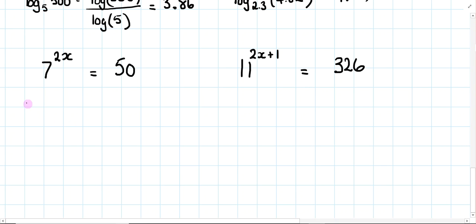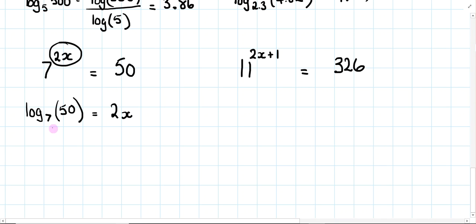So what you do is you just do the same thing, just forget that the 2 is there, and then right at the end you just divide by 2. So I'm just going to rewrite this then. Log to the base 7 of 50 equals 2x is what I'm going to say now. Equals the entire power, right? Not part of it, it's the entire power.